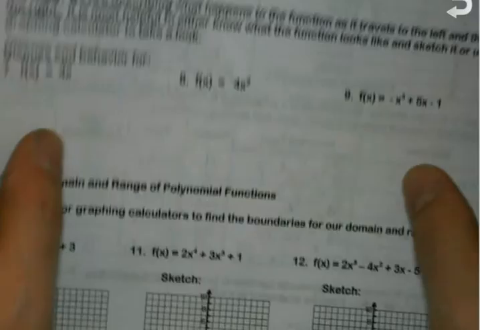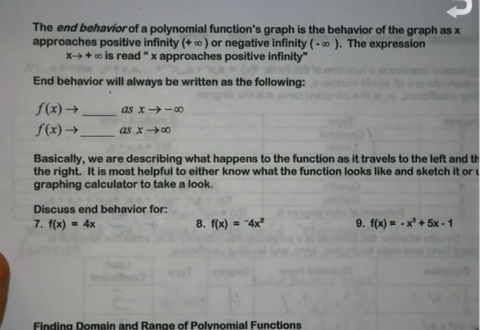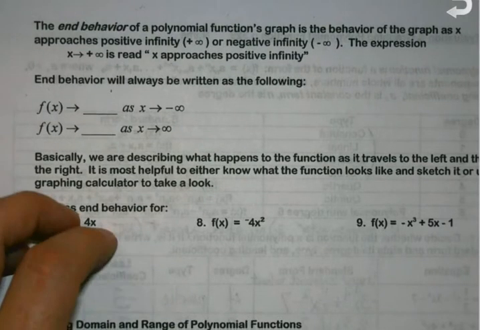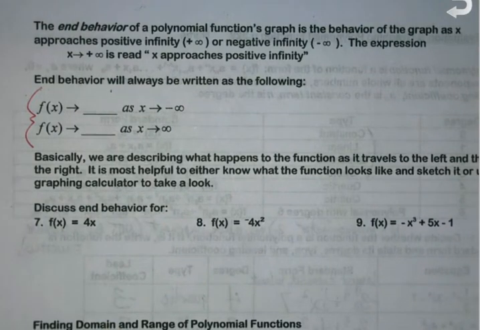So if we flip on over here, we're going to start talking about what happens when we see the actual graphs of some of these. We're going to talk about what's called end behavior. Basically, we're going to look to see what happens if it's going off forever in whatever direction the graph happens to go. So when we do this, we're going to see funky notation looking like this. And it's always going to be written, f of x approaches negative or positive infinity as x approaches.